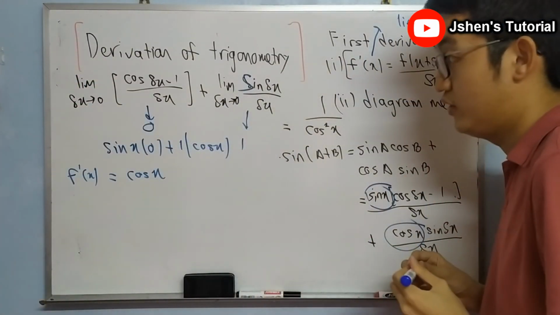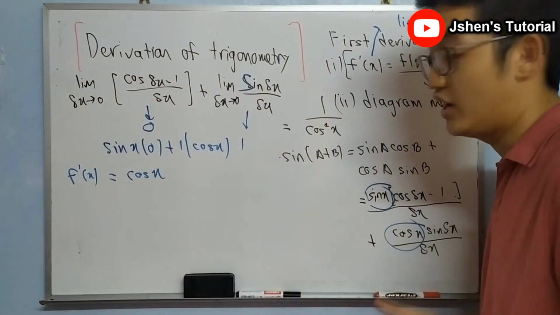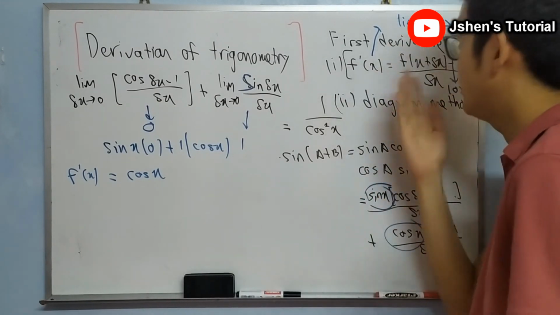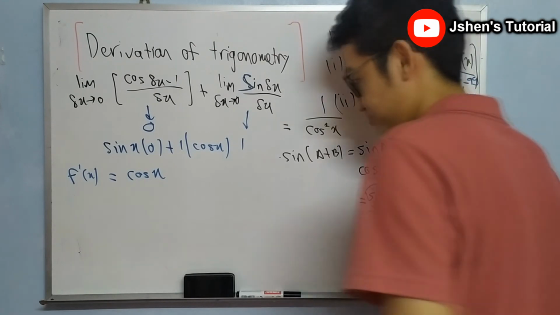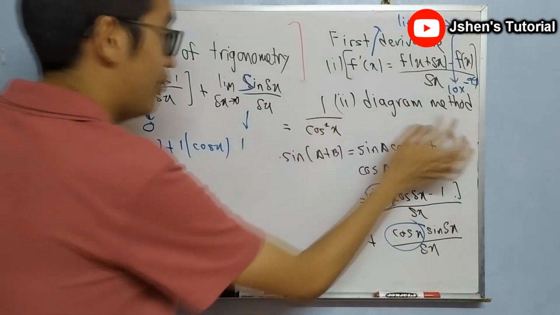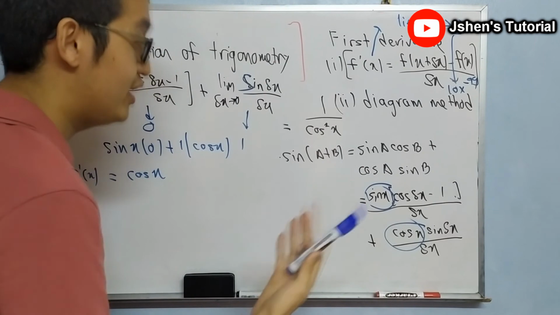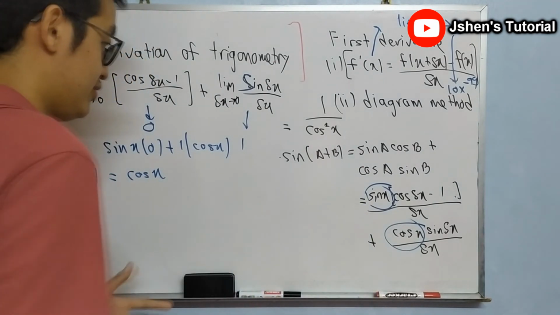This is how we get the derivations of sin x. We will get cos x by using the first derivative or limits and continuity concept. Now I'm going to use the diagram method and we'll obtain the same thing, cos x.